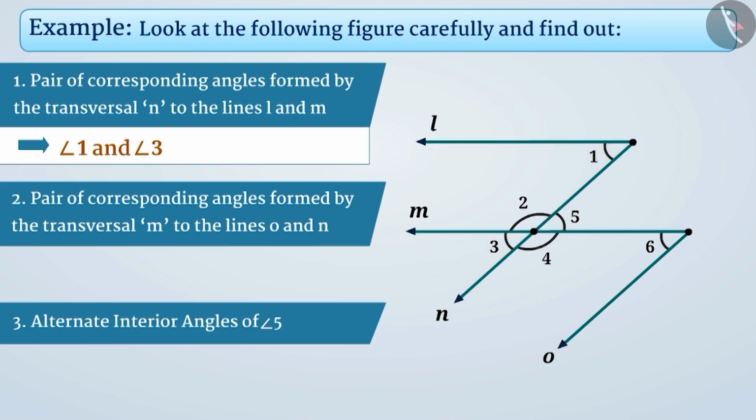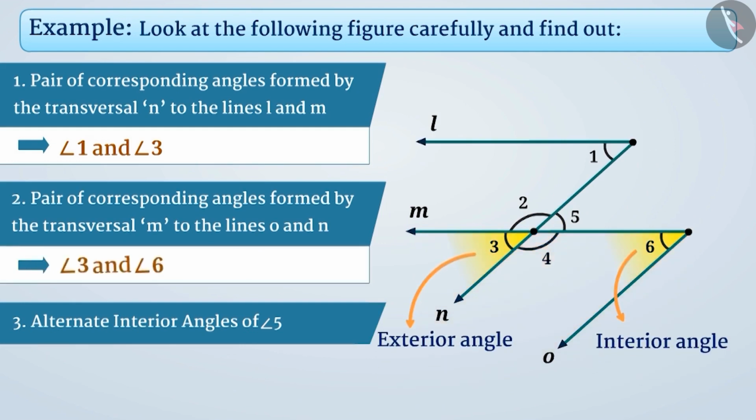As you can see, the angles formed by the transversal M to the lines O and N are angle 2, angle 3, angle 4, angle 5 and angle 6. Out of these, the vertex of two angles, angle 3 and angle 6, are different. Both are formed on the same side of the transversal and one of them is an interior angle and the other one is an exterior angle. So they form a pair of corresponding angles. Apart from these, there is no other pair of corresponding angles here.